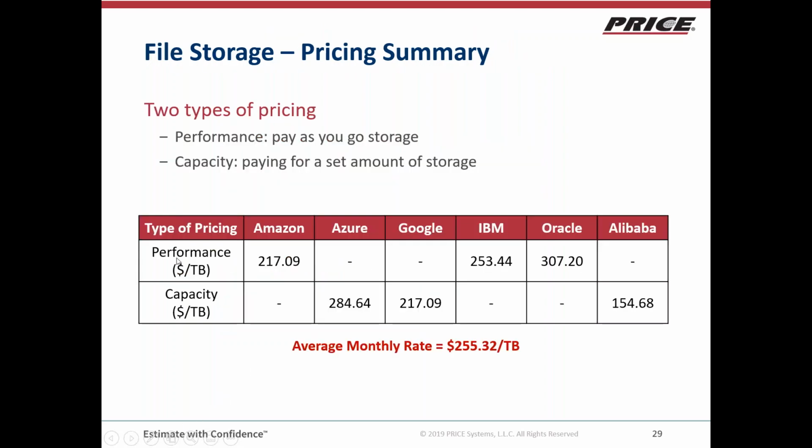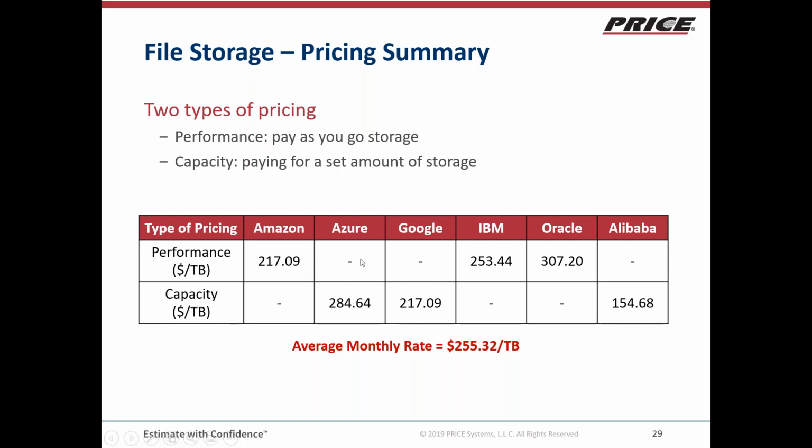The third type is file storage. There are two types of pricing here, a performance type and a capacity type. Performance is when you pay as you go, and capacity is paying for a set amount of storage ahead of time. So depending on which you choose could save money, depending on what your preference is. Each of the providers uses a different preference here.